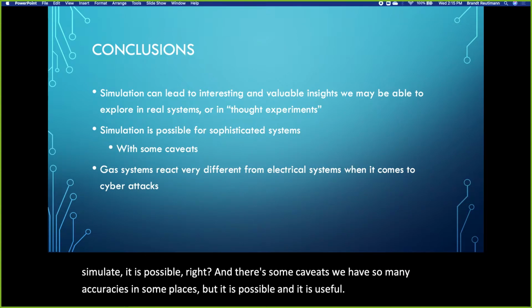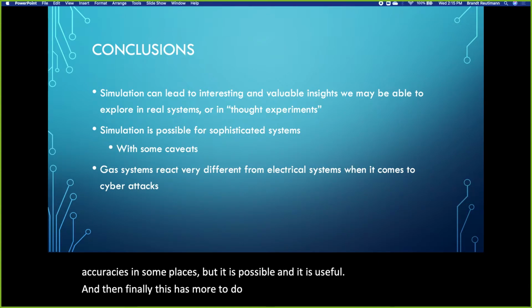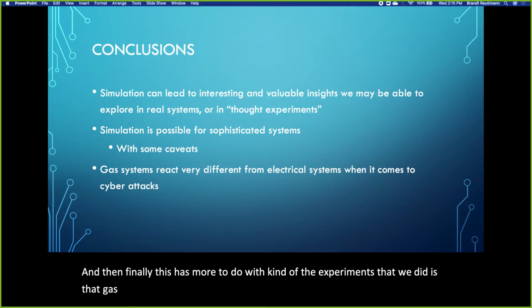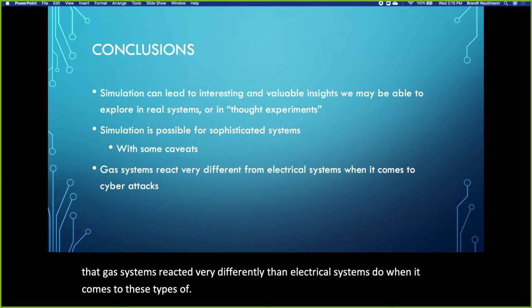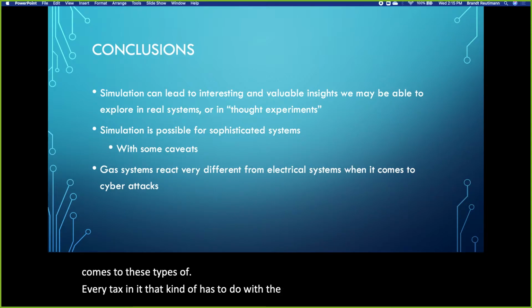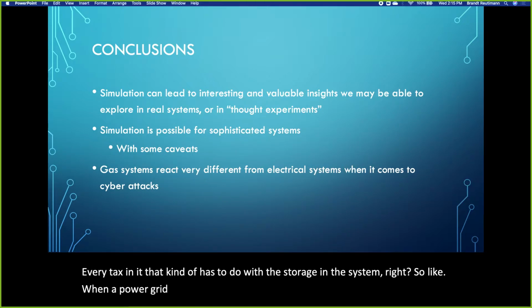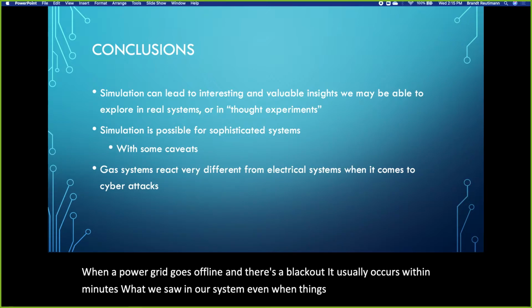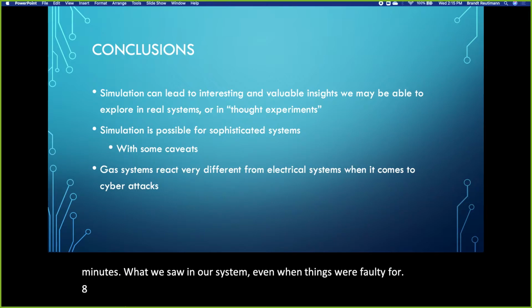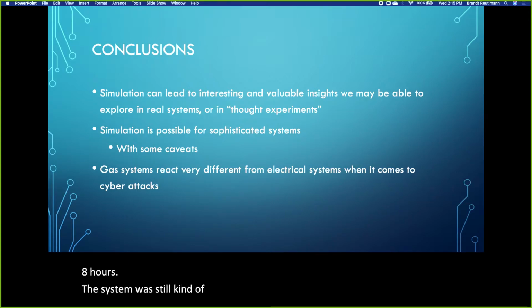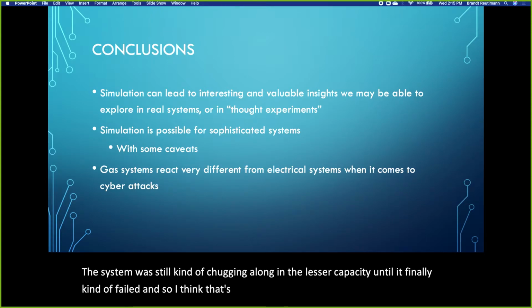And then finally, this has more to do with the experiments that we did: gas systems react very differently than electrical systems do when it comes to these types of cyber attacks, and that has to do with the storage in the system. When a power grid goes offline and there's a blackout, it usually occurs within minutes. What we saw in our system, even when things were faulty for 8 hours, was that the system was still chugging along in a lesser capacity until it finally failed. And so I think that's the final insight to get from these gas versus electrical system comparisons.